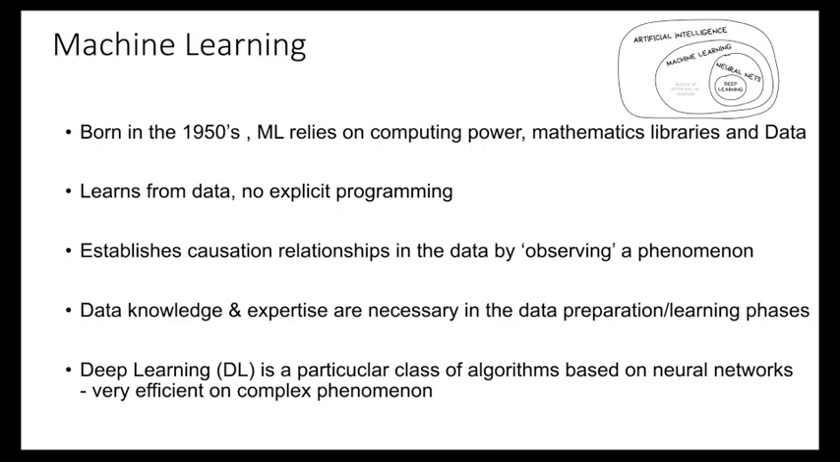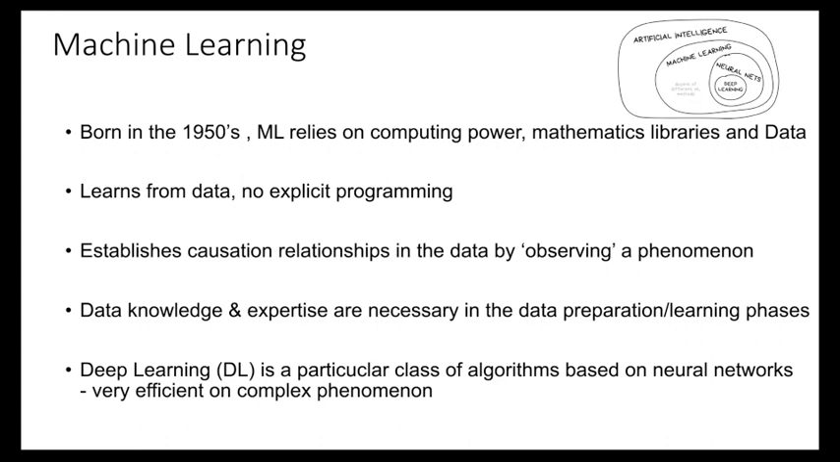So what is machine learning in fact? Machine learning was invented in the 50s. It relies on computing power, mathematics libraries, and data. And the good news is we have the three affordable and available right now. These kinds of algorithms learn from data. There is no explicit programming.